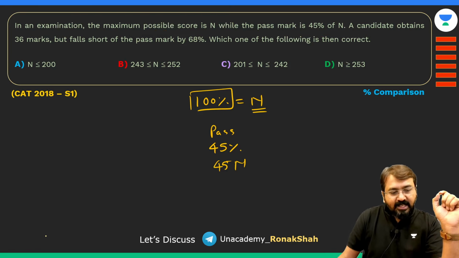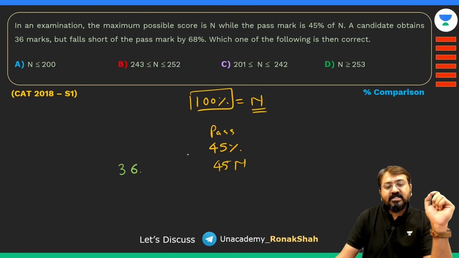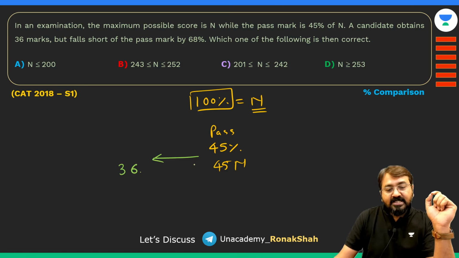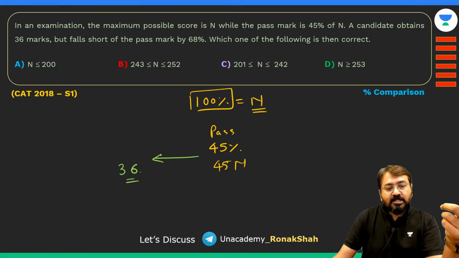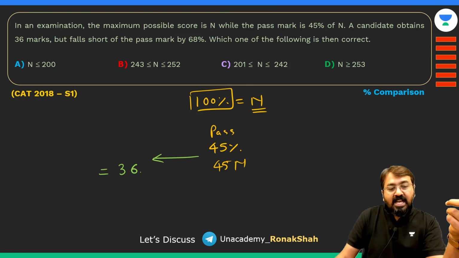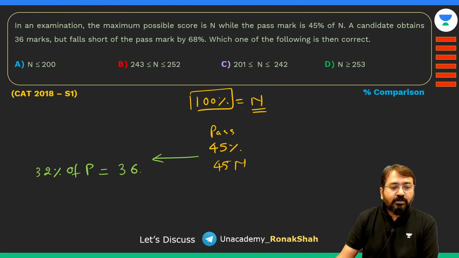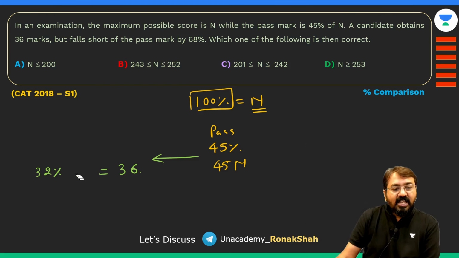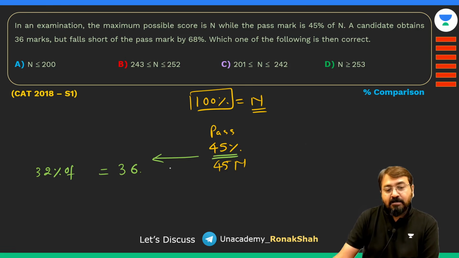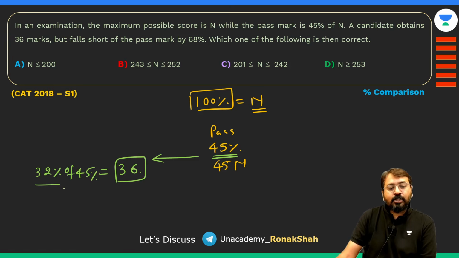So they are saying the candidate has scored how many marks? 36 marks. The candidate scored 36 marks and he failed by 68%. So these marks are 68% less than the pass marks. So can I say this 36 marks are actually 32% of the pass marks? Yes or no? If some value is 68% less, then I can say it is 32% of the bigger value, isn't that? So I can say this 36 marks are actually 32% of pass marks. Now pass marks itself are 45% of total marks. So I can say this 36 is actually 32% of 45%.